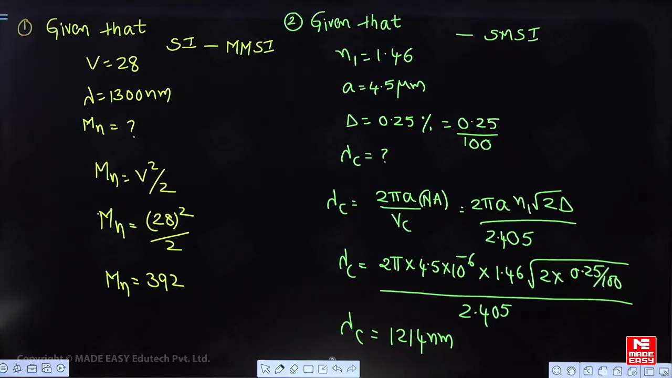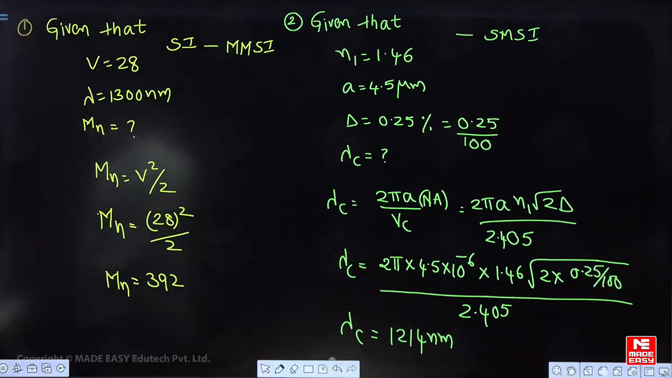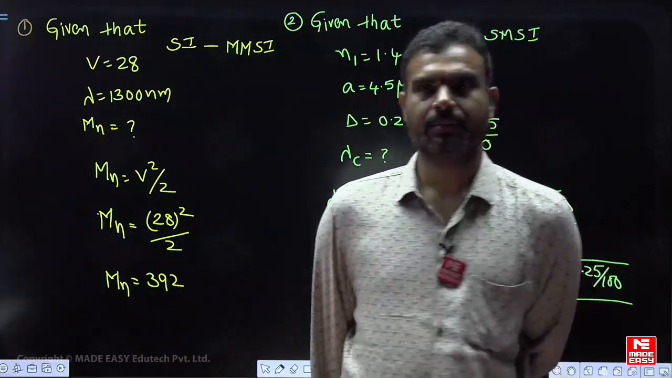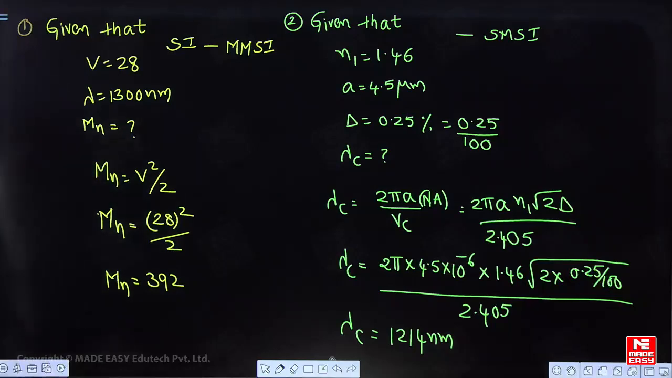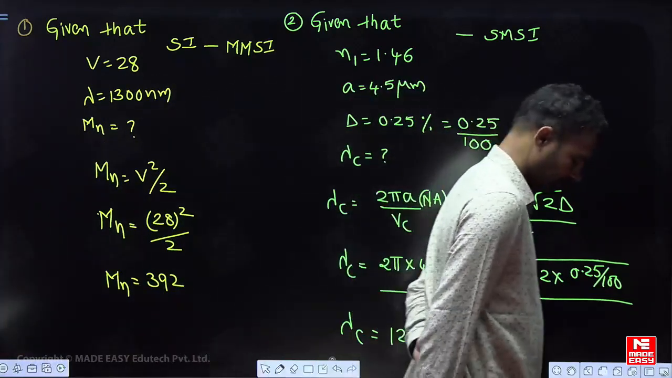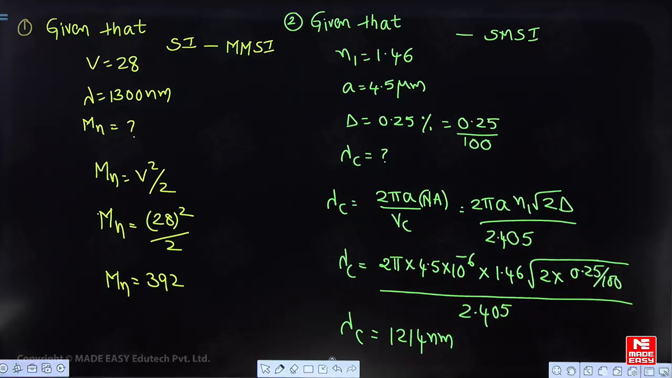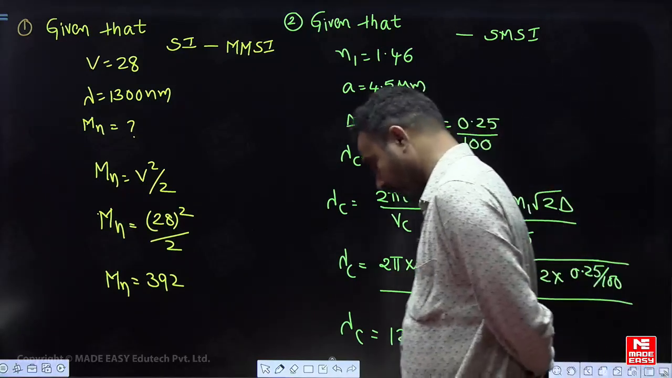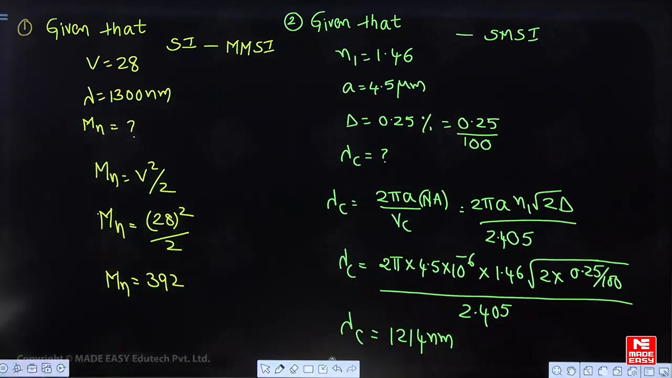Second question: to what value should its core radius be reduced so that it is a single mode fiber at lambda greater than or equal to 1.3 micrometers?